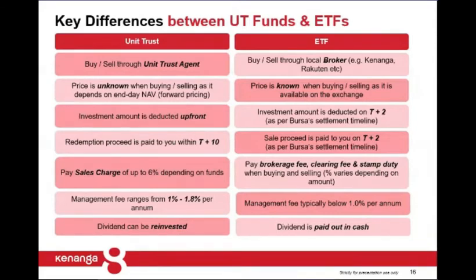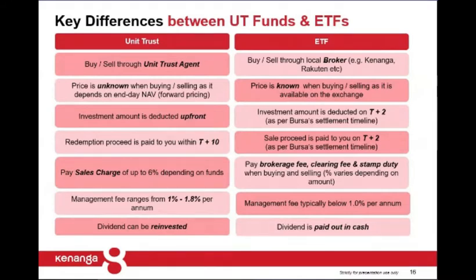With ETFs, just like buying shares, the amount is deducted from your brokerage account T+2. And similarly with shares, the sale proceeds are also paid to you T+2, and these follow Bursa's prescribed settlement timelines. Whereas with unit trusts, when you redeem your units, you're within a 10-day period.